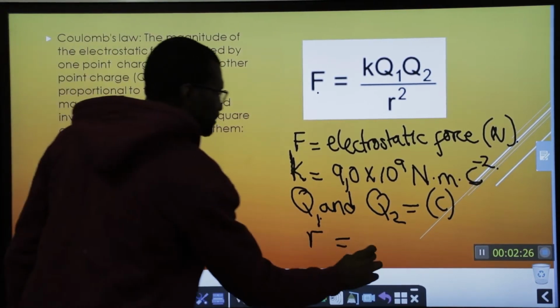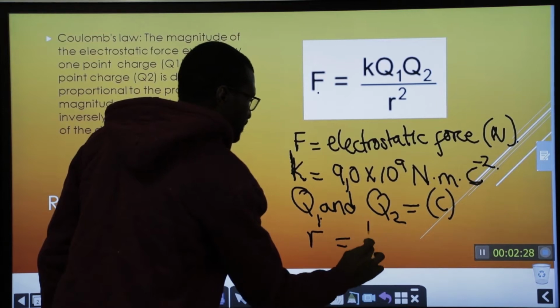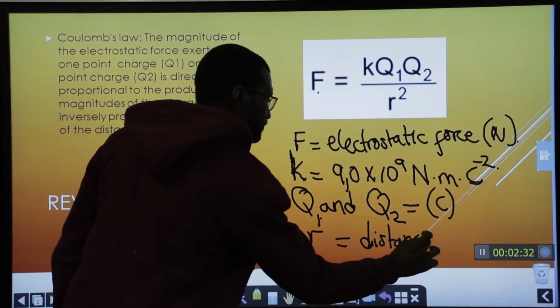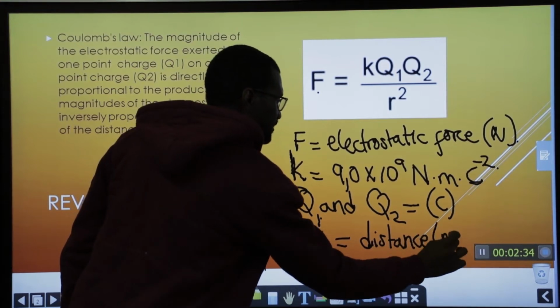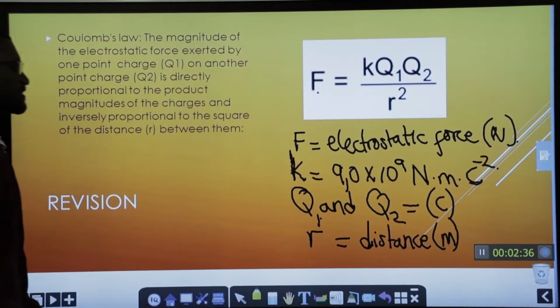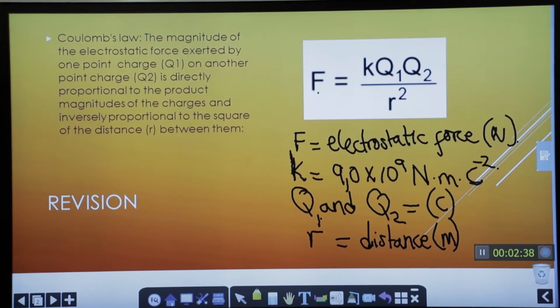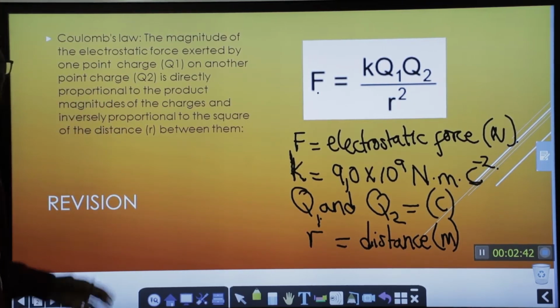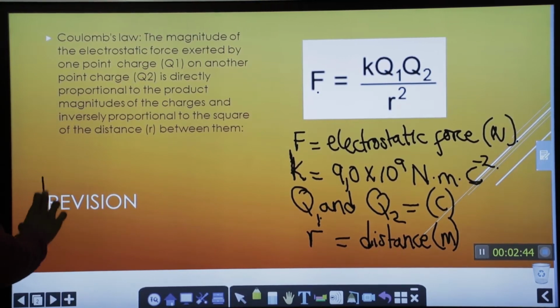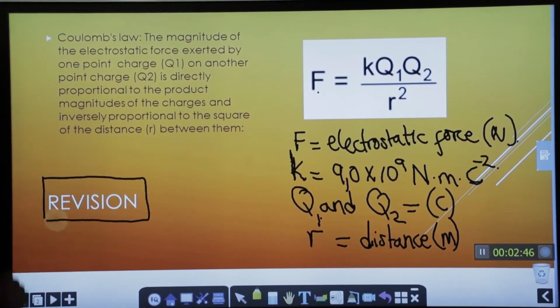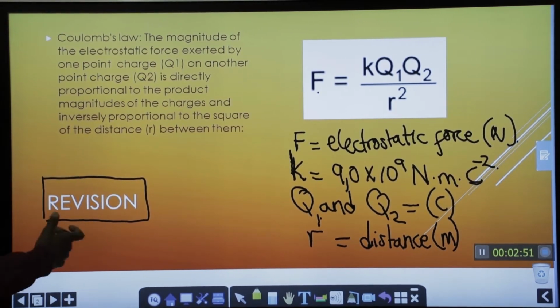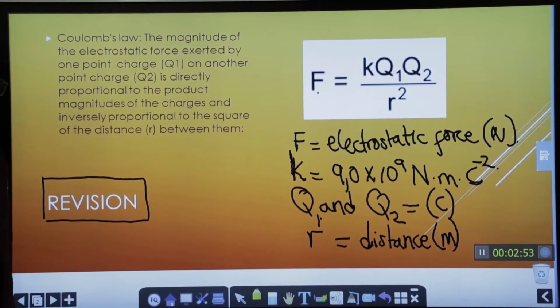So your R is in meters, that's the distance between them. All right, so that's the formula that gives us an understanding of Coulomb's law. You must have done this at certain points in your study, and this is just a mere revision and introduction of our work on electrostatics.